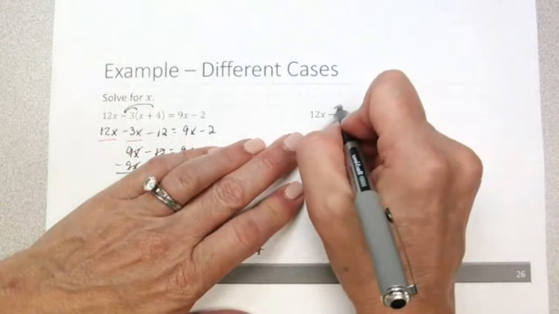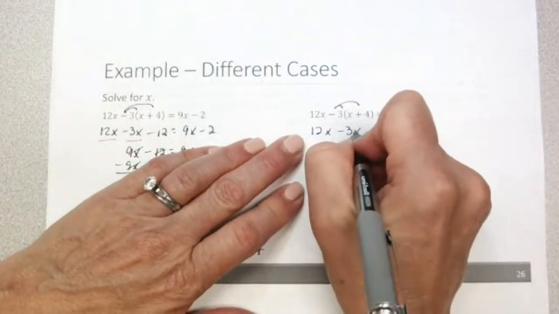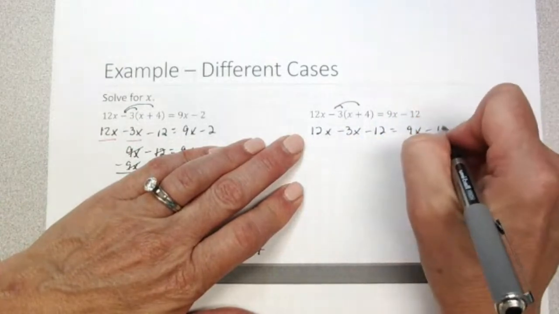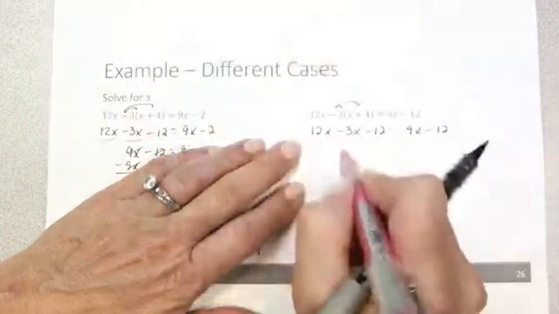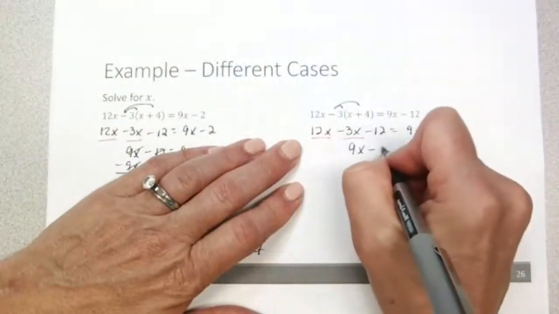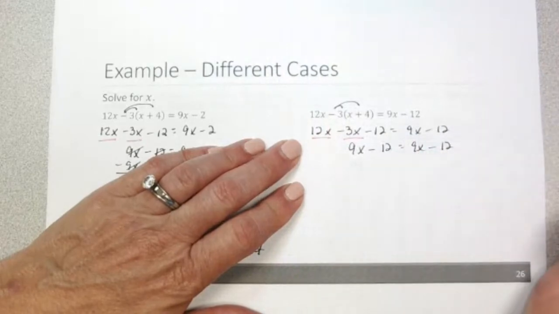All right, let's take a look at this example here. Well, let's simplify by distributing that -3. So we'll have 12x minus 3x minus 12 is equal to 9x minus 12. And let's combine these like terms, 12x minus 3x. So 9x minus 12 equals 9x minus 12.